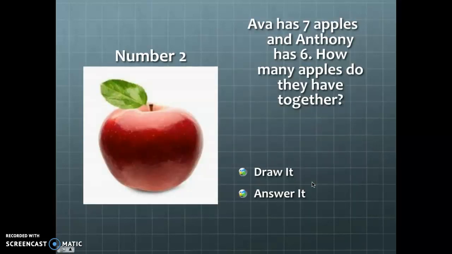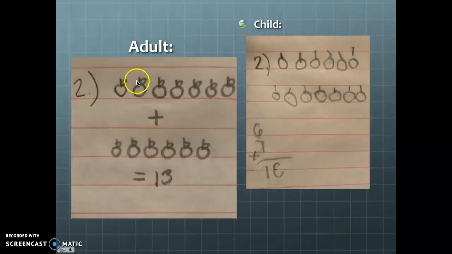Number 2, Ava has 7 apples and Anthony has 6. How many apples do they have together? The adult drew 1, 2, 3, 4, 5, 6, 7 apples and added 1, 2, 3, 4, 5, 6 apples. Tallied them up together and came up with 13.